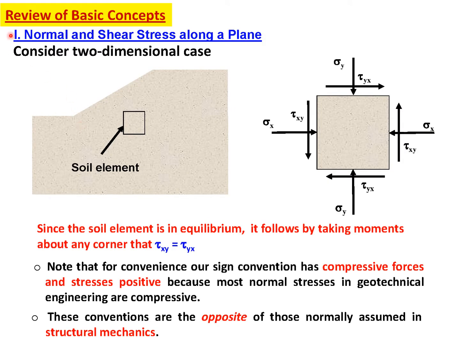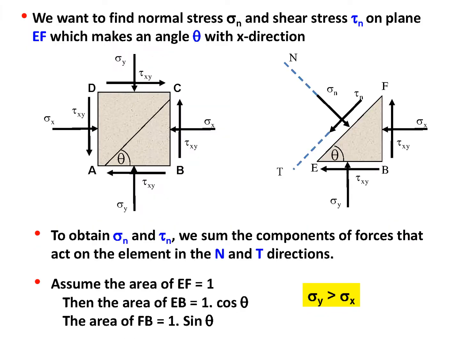So first in this lecture you would find the review of the basic concepts, normal and shear stress along a plane. You can see here this is the element of the soil, the normal stresses and the shear stresses are shown on that soil element. And here you can see that element again, and here we are considering this particular plane EF, and on that plane the normal stress which is acting is sigma n, and the shear stress acting on that plane is tau.